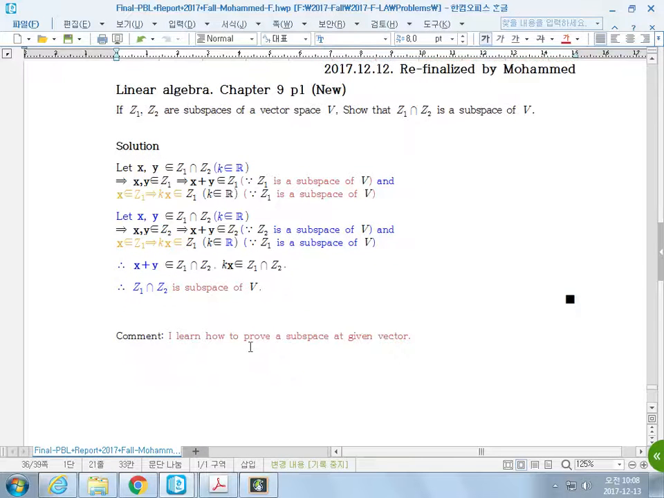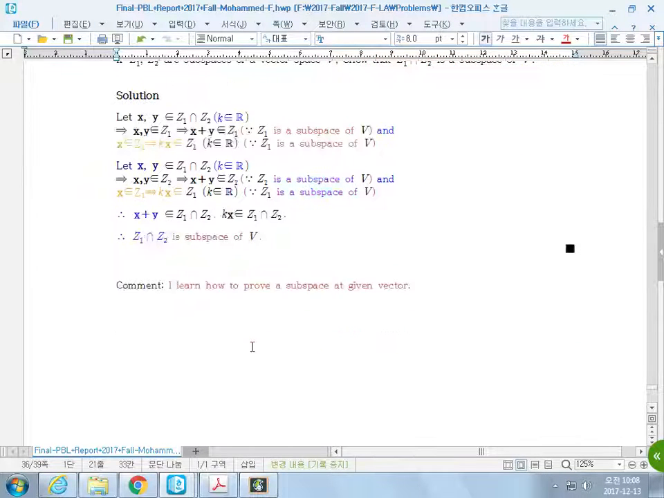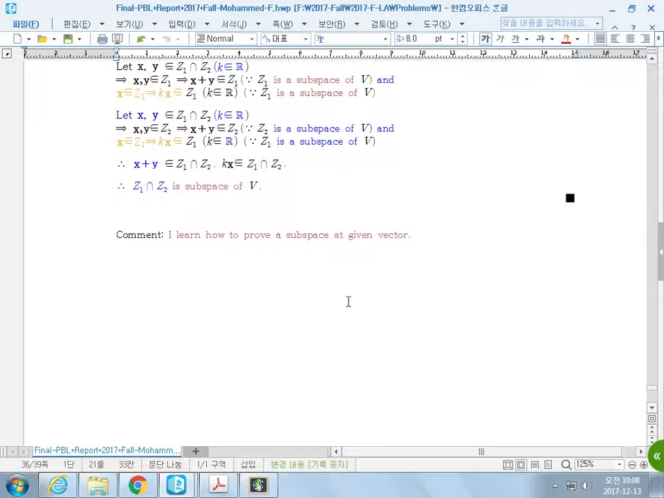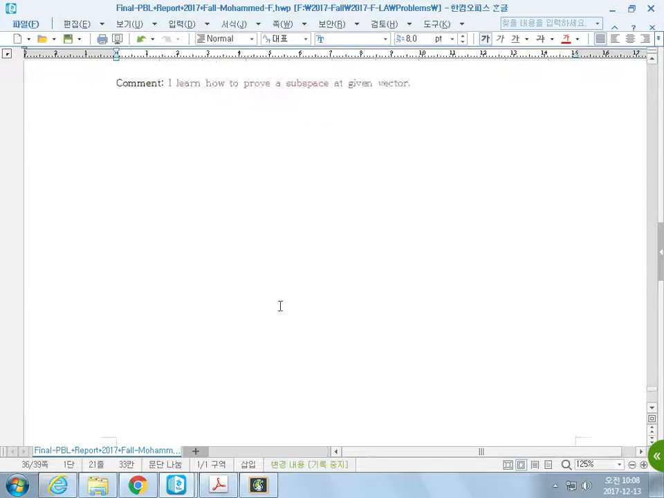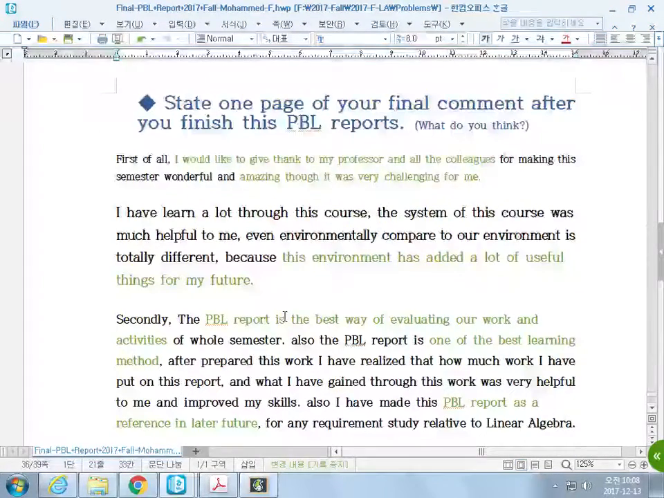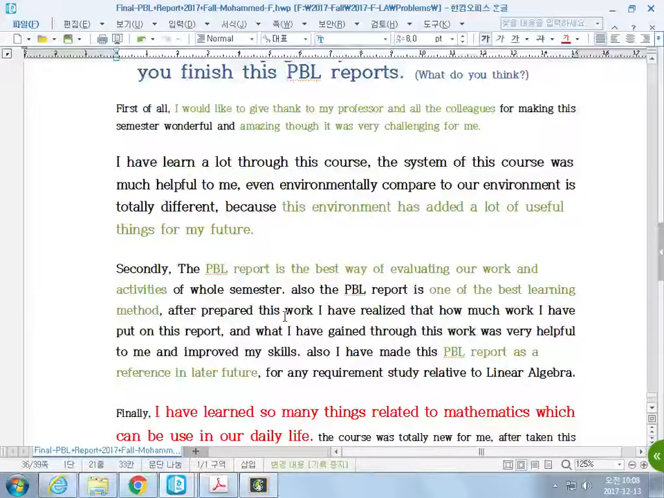So there's an error here and there. I will check, it's not perfect here. Okay. So the comment: I learned how to prove a subspace for given vectors through this problem. In my last comment for the PBL reports, okay.